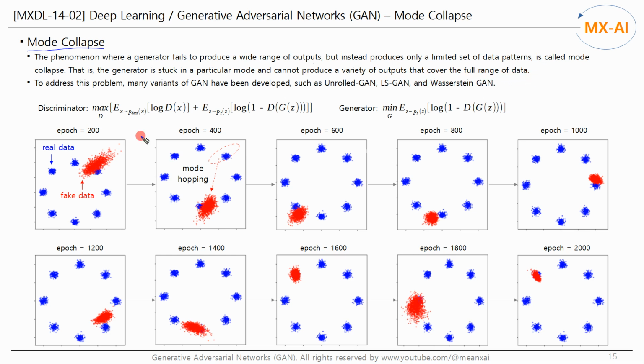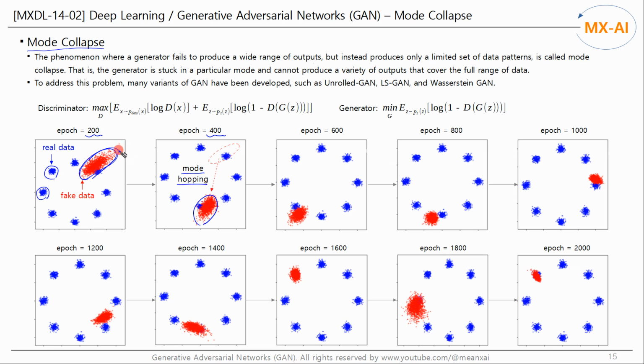Let me give you an example. The blue dots are real data, and the red dots are fake data. At epoch 200, the generator is producing a dataset only in this region. This is the mode collapse phenomenon that occurs in a standard GAN. At epoch 400, it is producing a dataset only in this region. This is a mode hopping phenomenon.